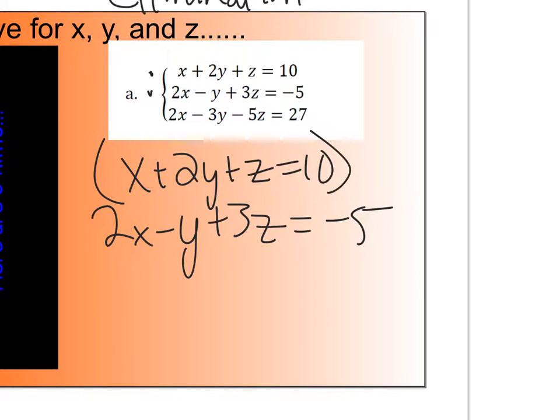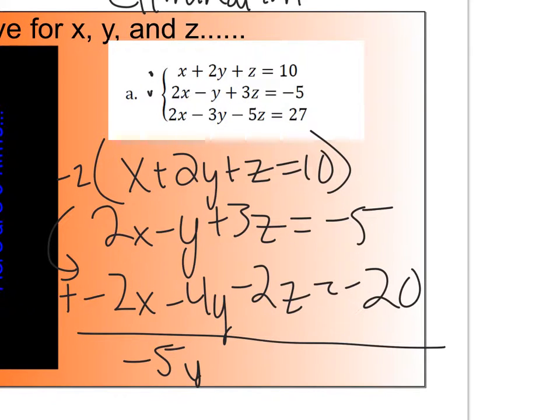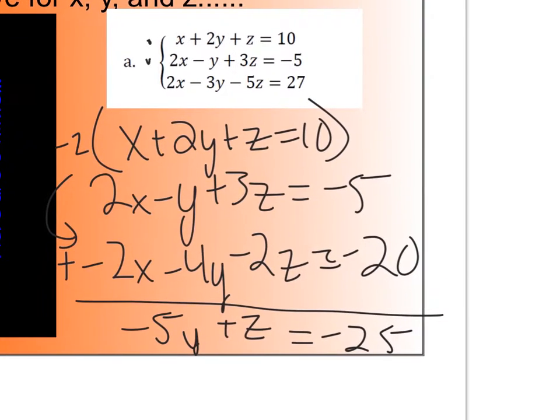So I want to multiply this first one by a negative 2. So I'll rewrite it down here. It'll be negative 2x minus 4y minus 2z equals negative 20. Then when I add these two things, that goes away. I have negative 5y plus z equals negative 25. All right, that's one equation. Now I want to pick 2 other equations, get rid of x again, and then I've got 2 that I can solve.